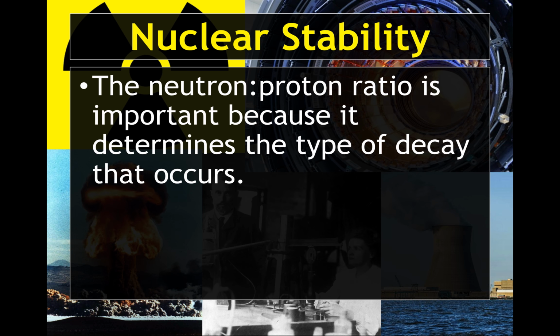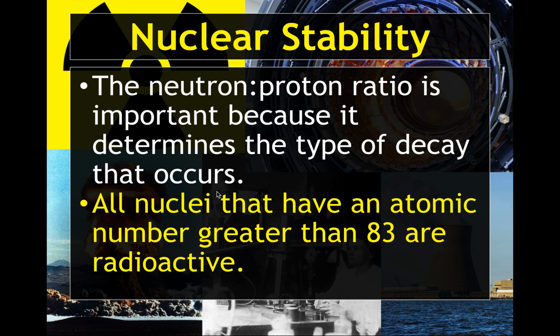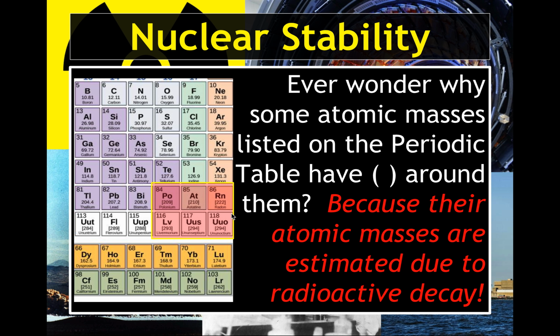The neutron to proton ratio is important because it determines the type of decay that will occur if an element is unstable. All nuclei that have an atomic number greater than 83 are radioactive and are unstable. Ever wonder why some atomic masses listed on the periodic table have parentheses around them? It's because the atomic masses are estimated due to radioactive decay. These decay usually so quickly that we have to estimate their mass.